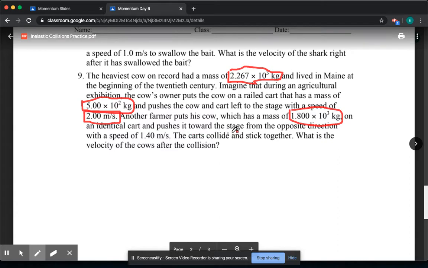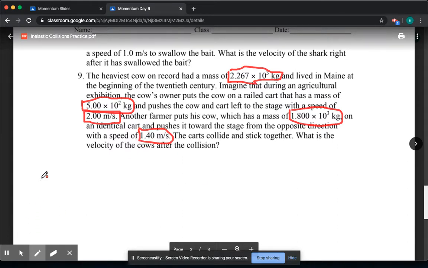And it pushes it towards the sage from the opposite direction. So if this cow is going left, that means this cow is going right. It says it's being pushed from the opposite direction, and this is the velocity that it's going. So the first cow is going to the left 2 meters per second, so it's a -2. The second cow is going to the right with 1.4, so it'll be a positive 1.4 meters per second.